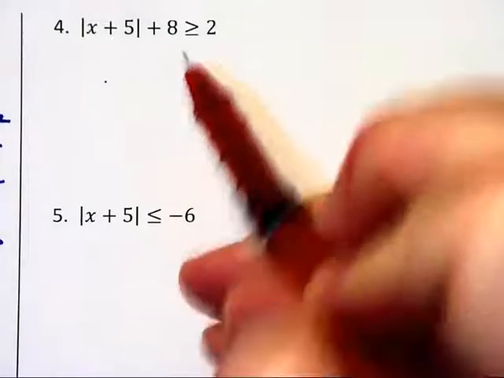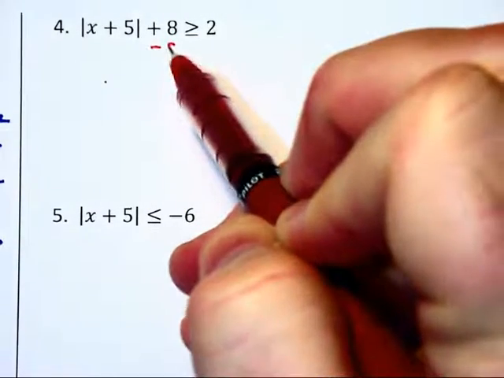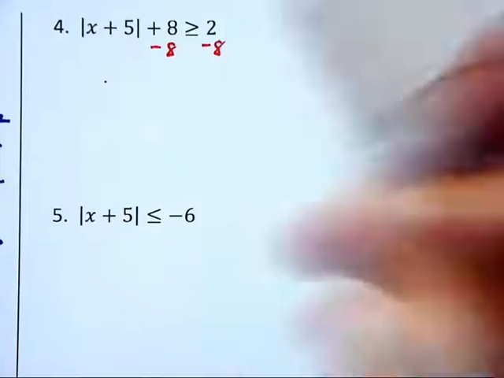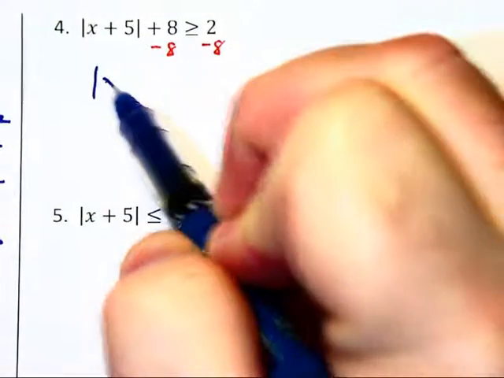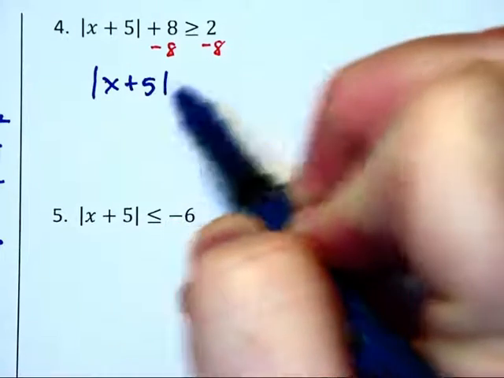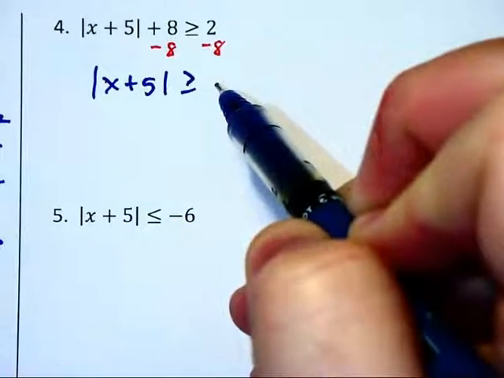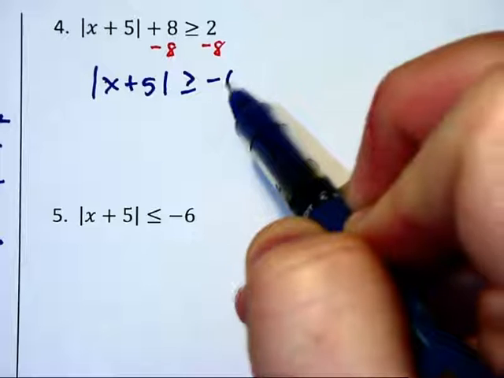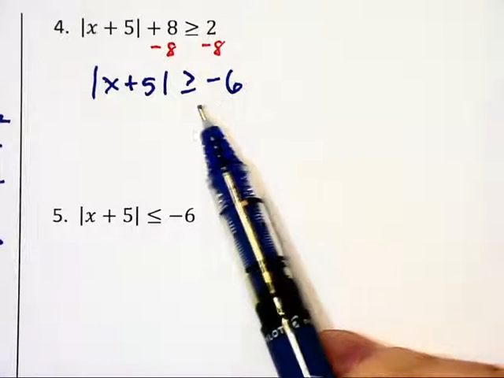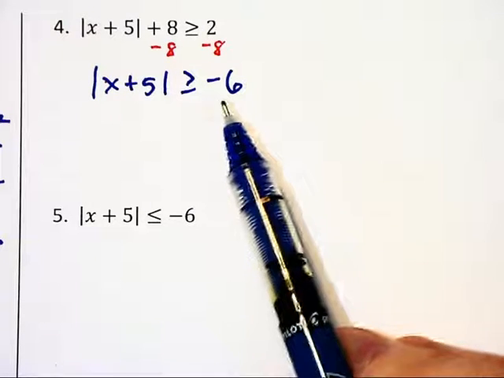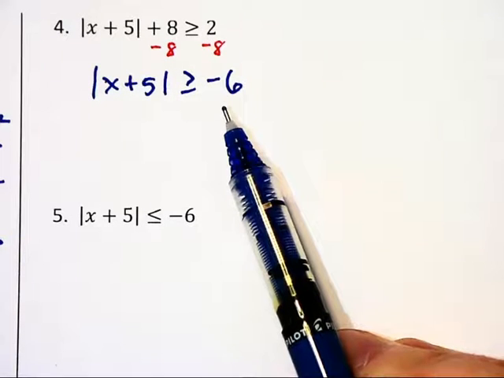Okay, the first thing we want to do here is subtract 8 on each side so that we can isolate the absolute value. This is going to give us the absolute value of x plus 5 is greater than or equal to negative 6. Now, absolute values represent distance. Distance is always positive. You want to be on the lookout for negatives. We do not want to apply the properties in this case.